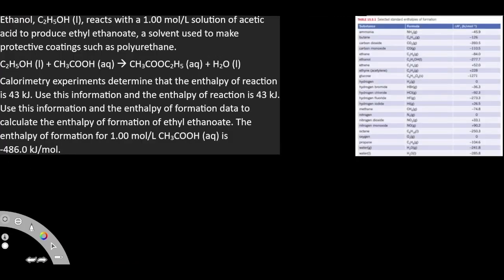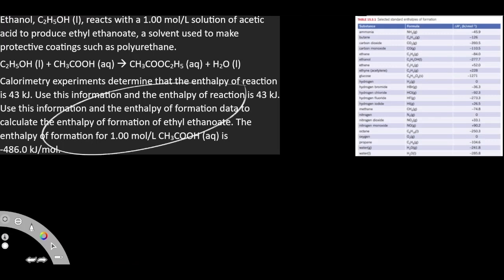Or let's try this question. We have ethanol written over here, and it's reacting with our acetic acid, right? Our acetic acid is over here, and it's producing ethyl ethanoate. It's something that's used to make polyurethane. I know it's not written in the question, but water is also produced, right? It's not written here, but it is a product. What's a little bit interesting is that this thermochemical equation isn't necessarily complete because there is no enthalpy value that's usually written on the side.